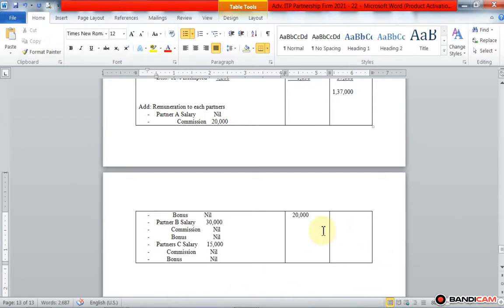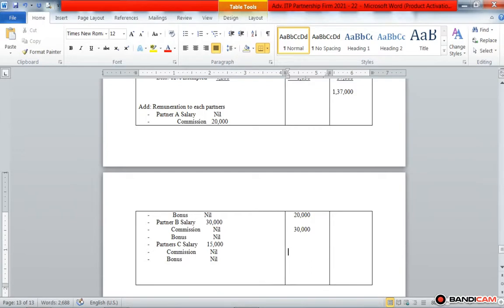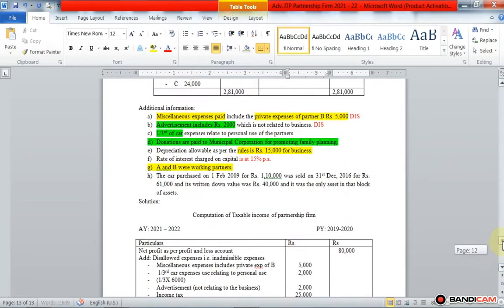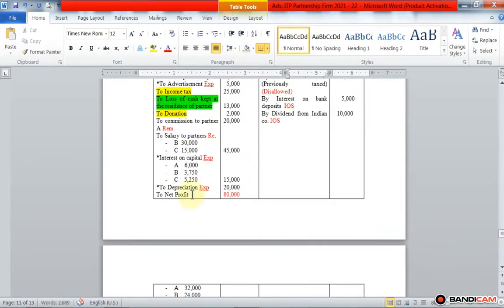Put the figures in the inner column. That is 30,000 remuneration given to partner B, and 15,000 remuneration given to partner C. So here we add remuneration. One thing is missing here. We miss the depreciation. After adding the excess interest on capital, we did not read the depreciation.